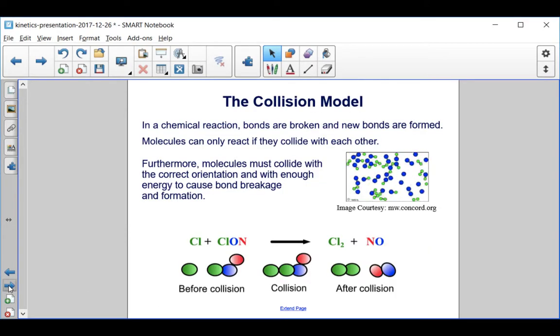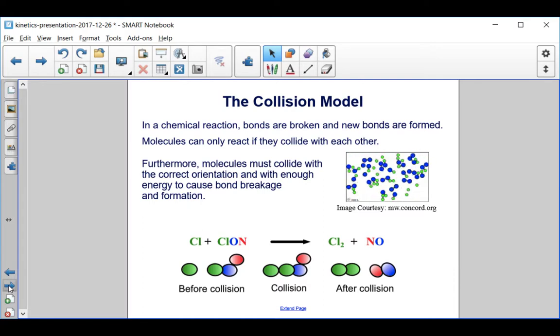When a chemical reaction occurs, bonds of the reactants are broken, and new bonds, those are the products, are formed. Reactants can only react if they collide with each other. And those collisions must include not only the correct orientation of reactants, but also enough energy, remember that minimum input of energy, to cause both bond breakage and then new bond formation.